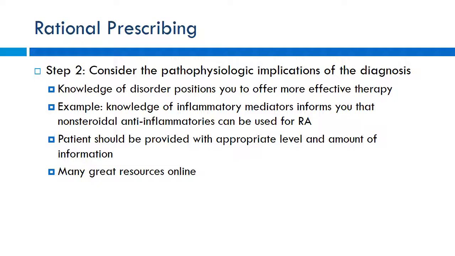So the next thing, you need to consider kind of what the pathophysiology is for the disease state, right? Because that will help you decide how we should treat this most appropriately. So for instance, knowing the difference between osteoarthritis versus rheumatoid, does anyone know the difference between the two?